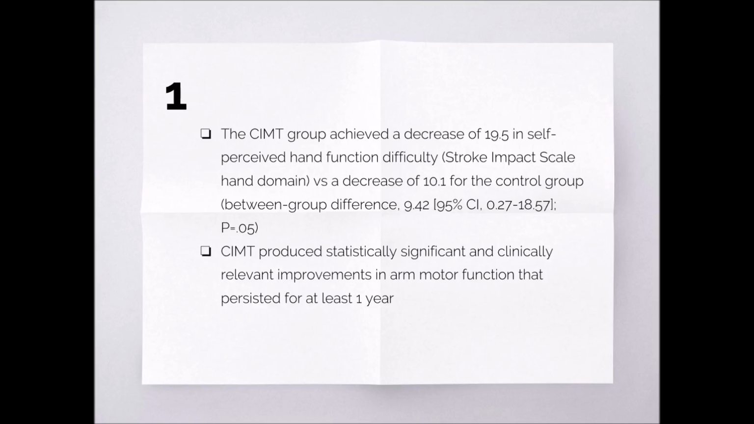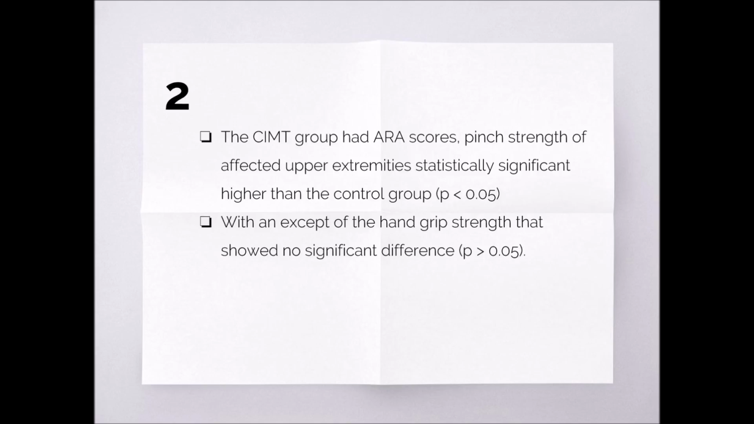CIMT produced statistically significant and clinically relevant improvements in arm motor function that persisted for at least 1 year. Improvements were present following the 2-week intervention, persisted for up to 1 year, and were not influenced by age, sex, or initial level of paretic arm function. The CIMT group had IRA scores and pinch strength of affected upper extremities statistically significantly higher than the control group. P is less than 0.05. The exception was hand grip strength, which showed no significant difference.